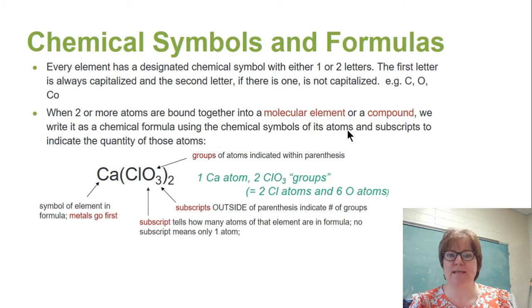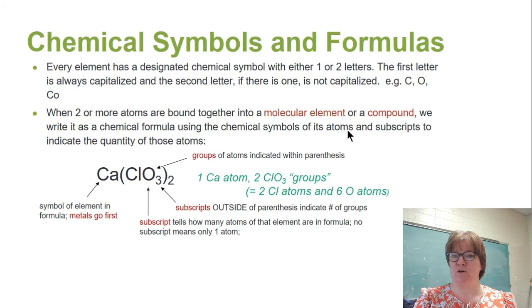So when they are bound together, we represent that they are bound together by using a chemical formula employing subscripts. Subscripts are little numbers below the line that tell us how many atoms of that type of element are bonded together. So if we look at this Ca(ClO3)2, we see that there are two subscripts in there, one after the O and one after the parentheses.